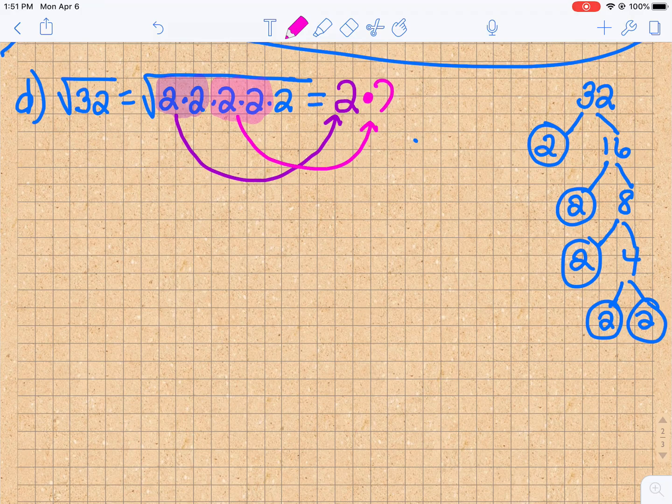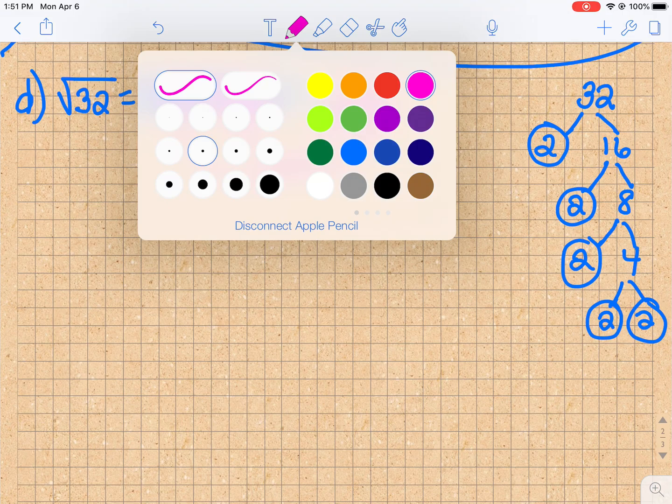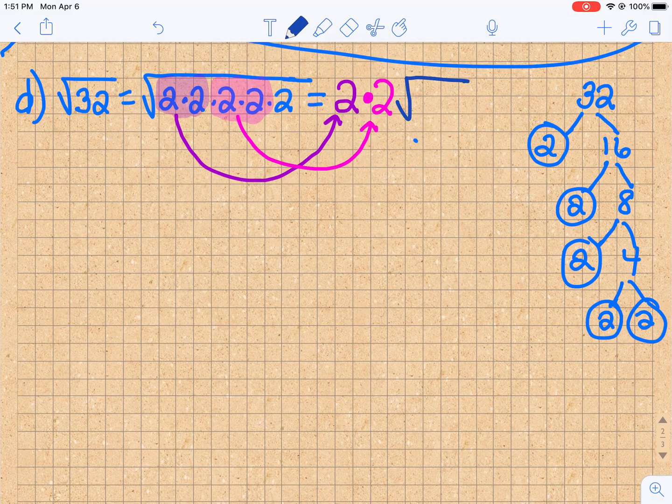Now we multiply the 2 on the outside. Okay? And then who's left behind? There is one sad 2 left behind. He didn't have a partner, so he's left behind. So we have 4 root 2 as our final answer.